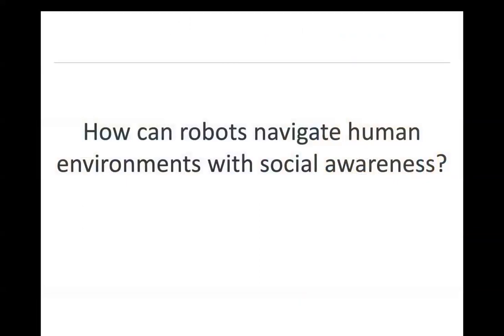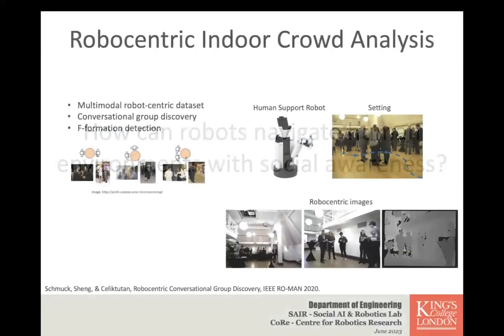So one of the things that we are looking at, one example, is how robots can navigate in human environments with social awareness using this kind of nonverbal behavior. How can we make robots navigate an environment in a socially acceptable manner?